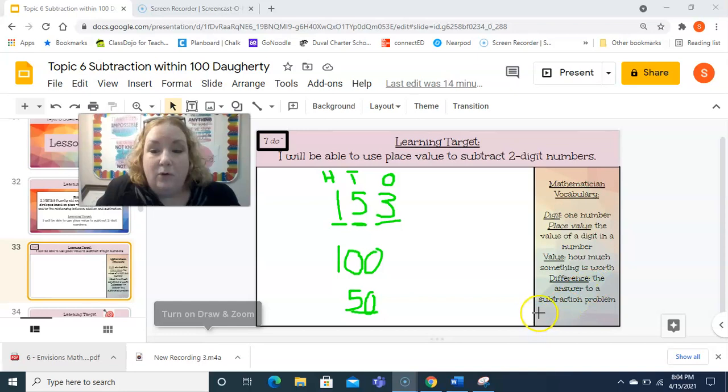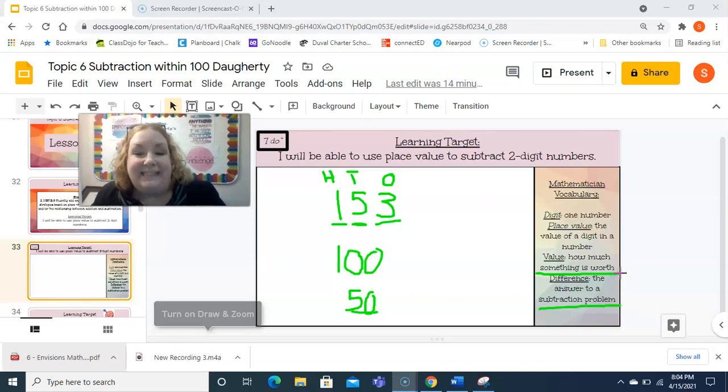Difference. This is the most important vocabulary word on our list. Difference is the answer to a subtraction problem. Everyone stand up and jump while you say it. The answer to a subtraction problem. Let's say it again. The difference is the answer to a subtraction problem.